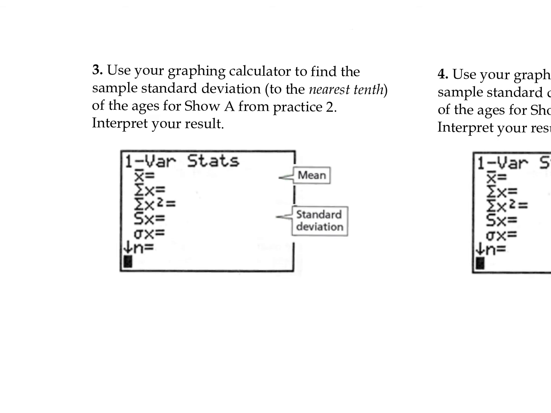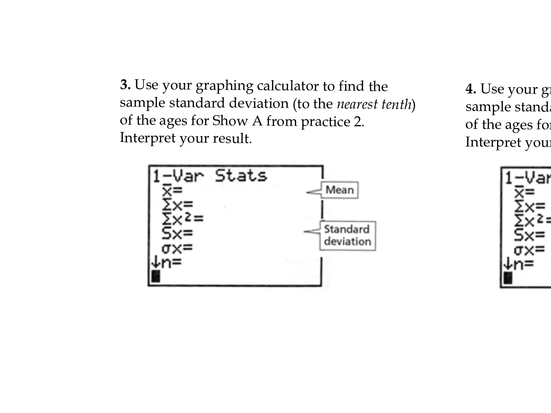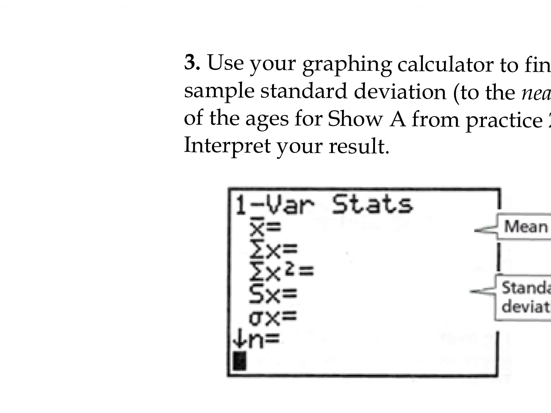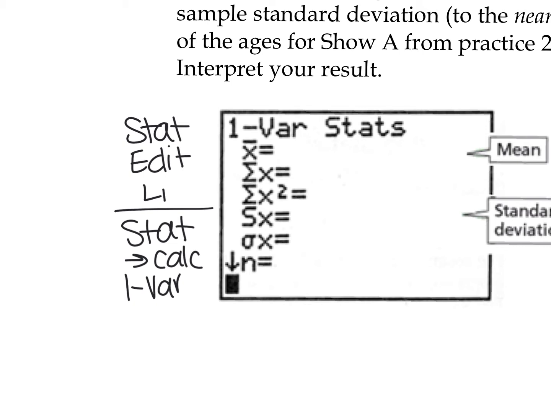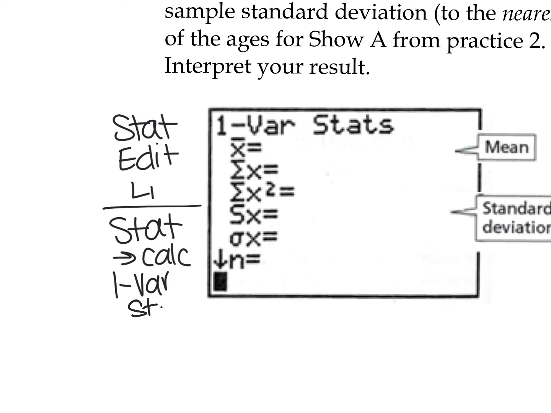All right, so we are going to still be looking at the examples for show A and show B. And it says use your graphing calculator to find the sample standard deviation to the nearest tenth of ages for show A from practice 2. Interpret your result. So remember, you're going to click Stat. You're going to do Edit. You're going to type all your numbers into L1. And then once you're done with that, you're going to click Stat again, arrow to the right to Calc, and choose one var stats. So take a second, pause the video, and type that in.